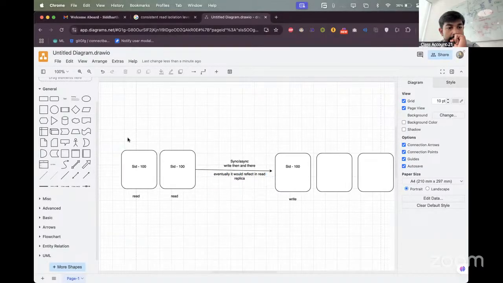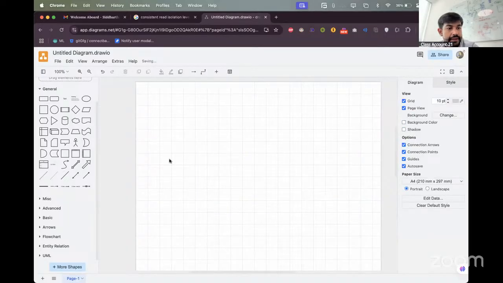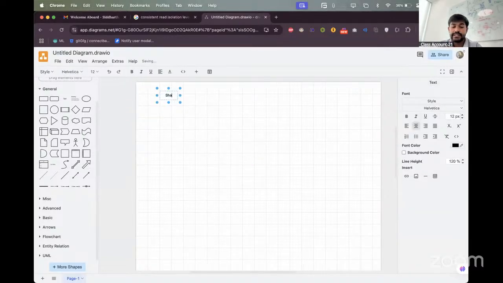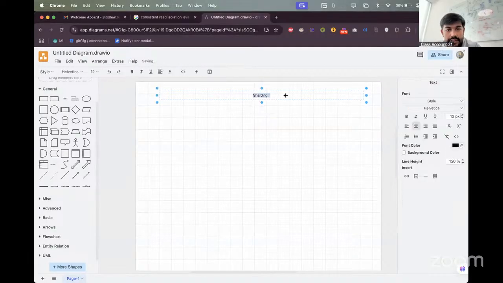Okay. Now a very important term out there, which is basically sharding and partitioning. What is the difference and what is it? So one is sharding, a database. What is basically, I would increase the size.